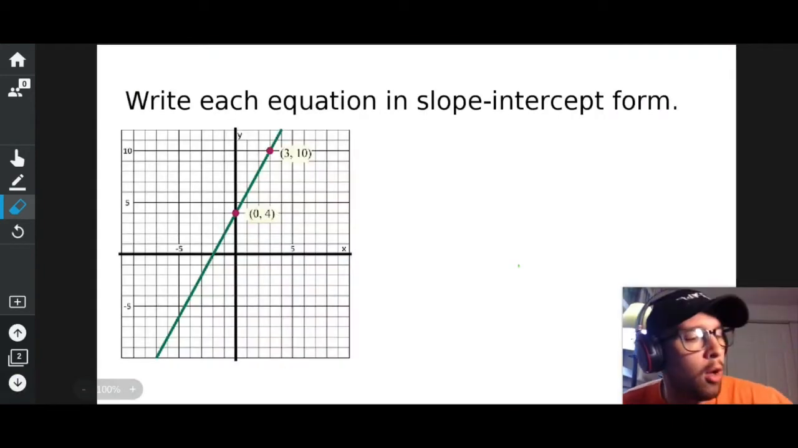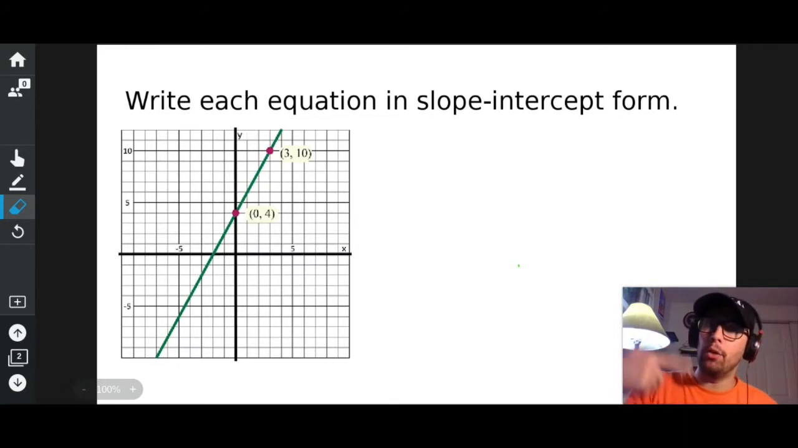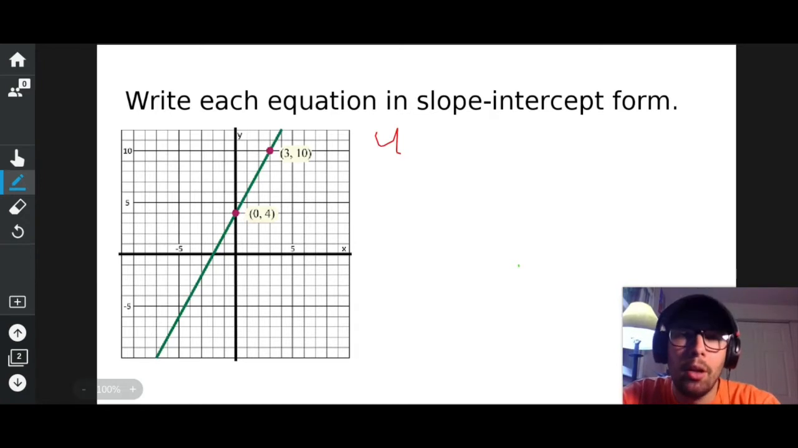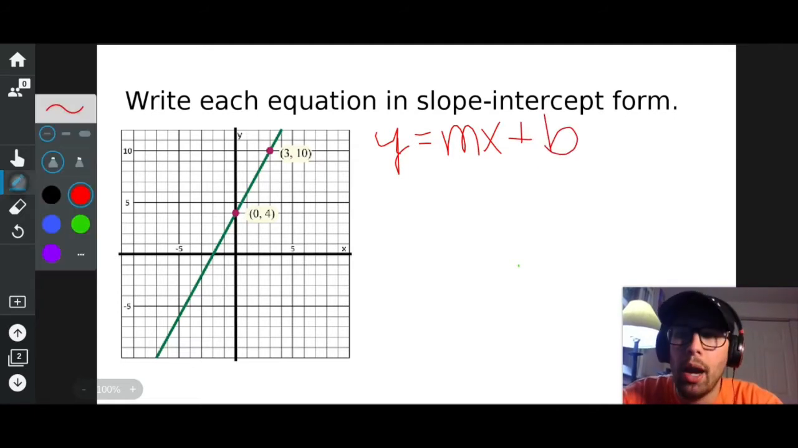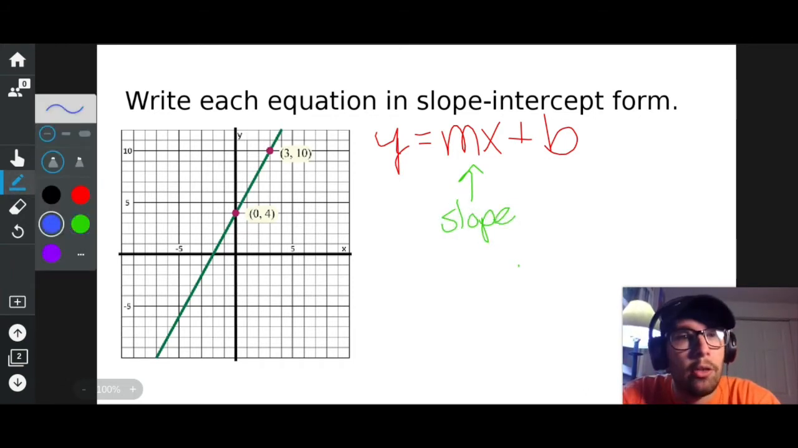Today we're going to talk about writing equations of a line when I give you that line. The directions say write each equation in slope-intercept form. Well, what's slope-intercept form? Let me see if I can remember. Slope-intercept form is y equals mx plus b. Y is always y. M is slope. And b is the y-intercept.